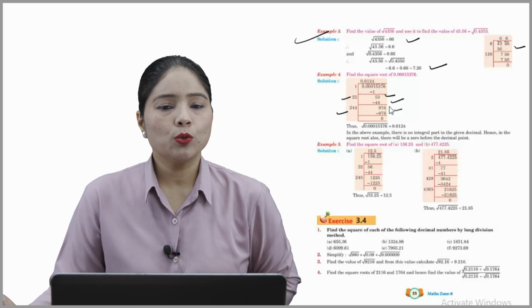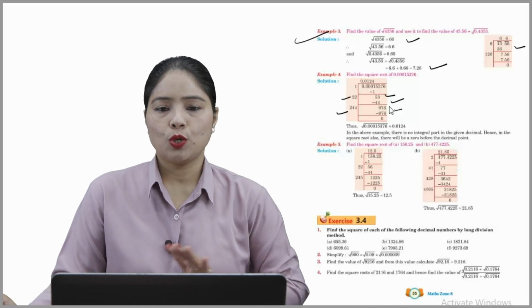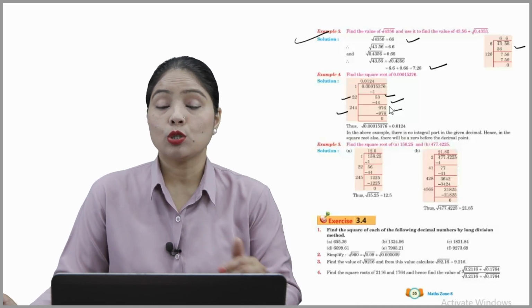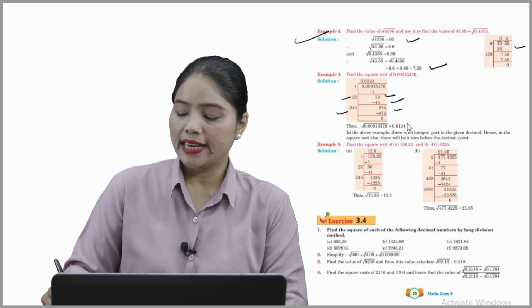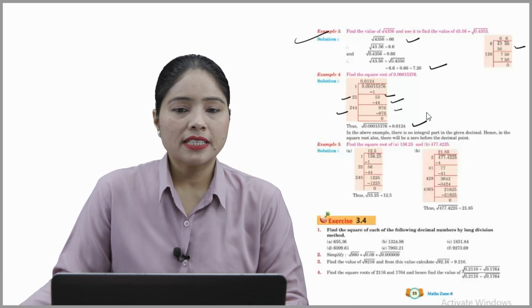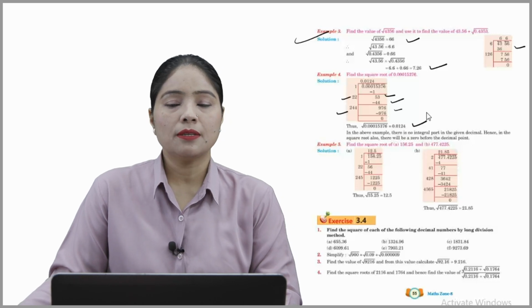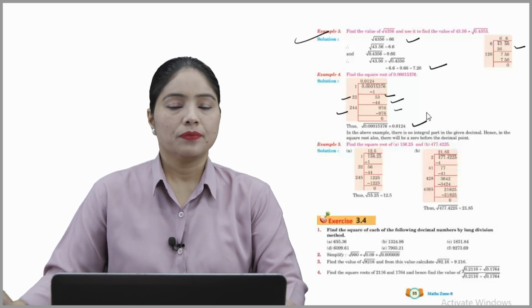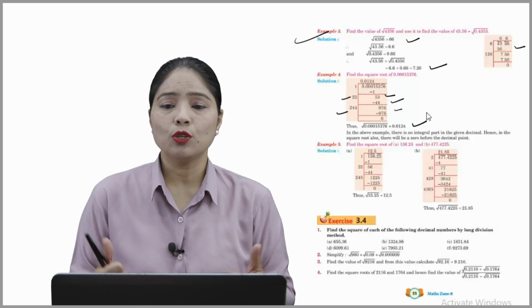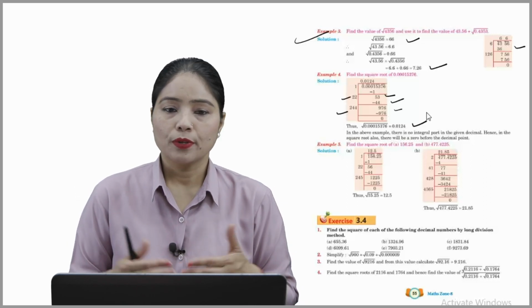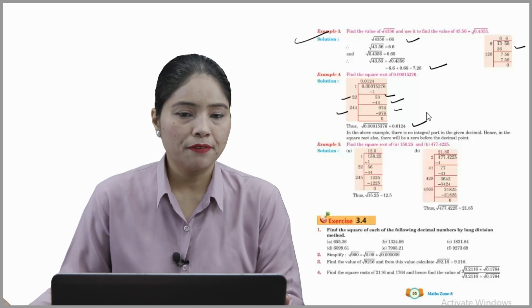The square root of 0.00015376 is equal to, yes, 0.0124, like that way. In the above example, there is no integral part in the given decimal. Hence, in the square root also there will be a 0 before the decimal point. Hope you understood. Now example 5.